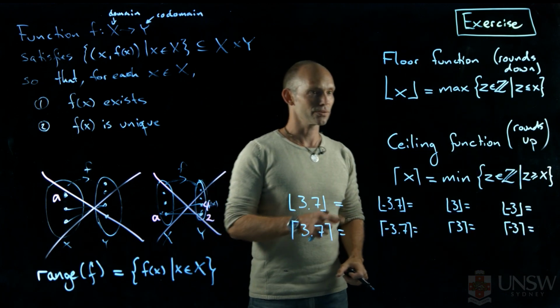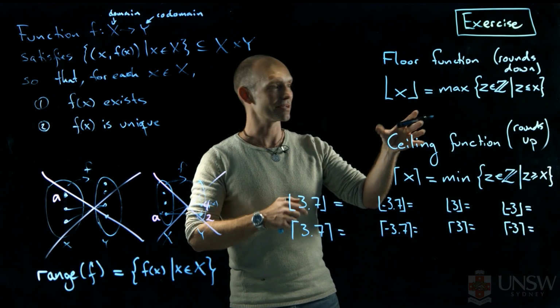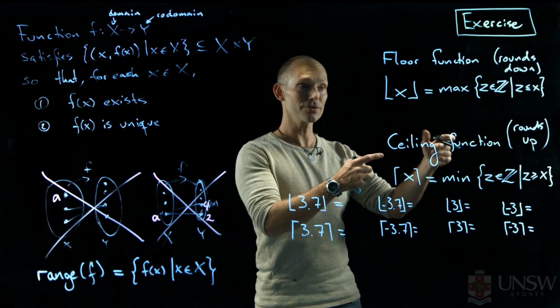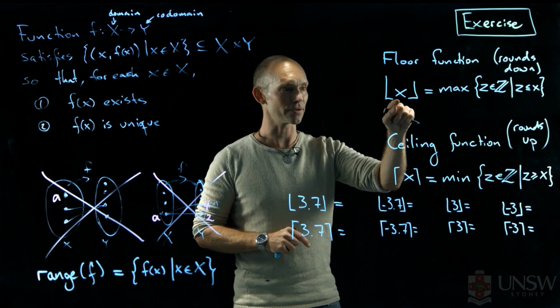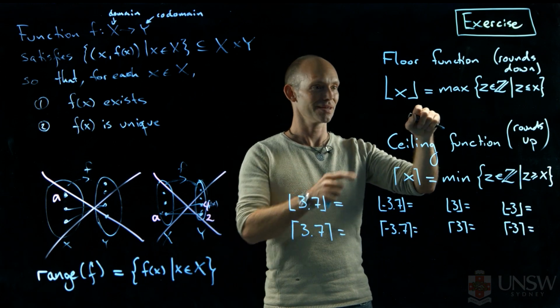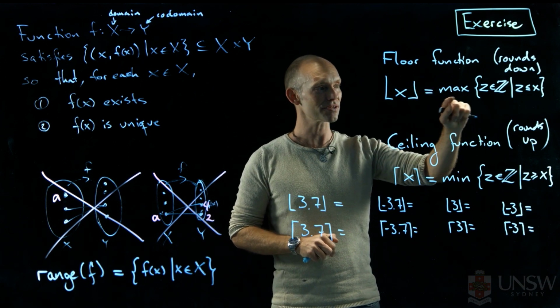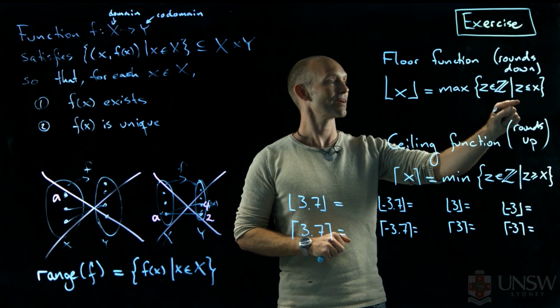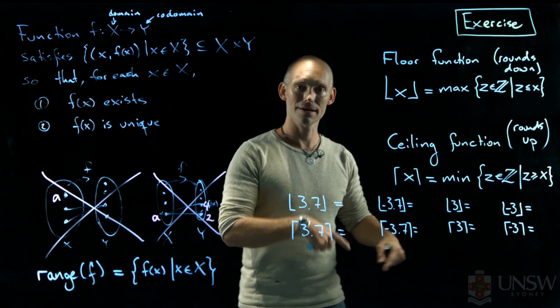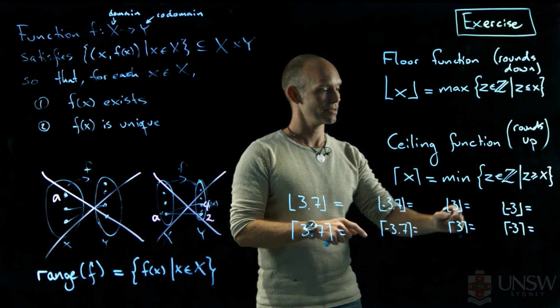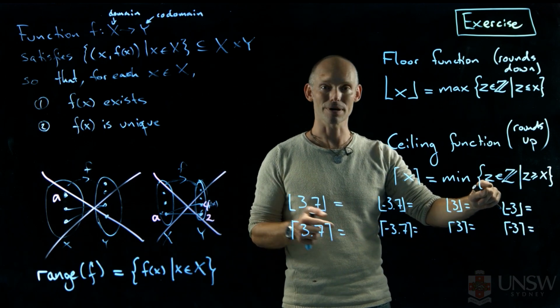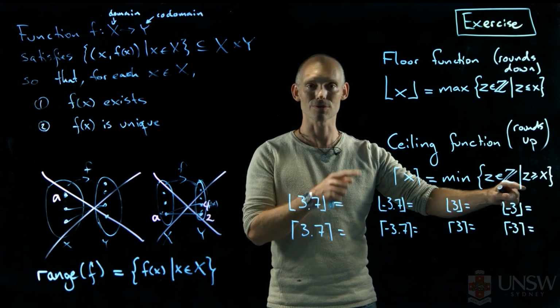So we can express it in set terminology. If you have a real number x and put it into this floor function, it'll take the biggest integer, the maximal of the integers that are less than or equal to x, and conversely the ceiling function takes the smallest whole number, the integer, that is bigger or equal to x.